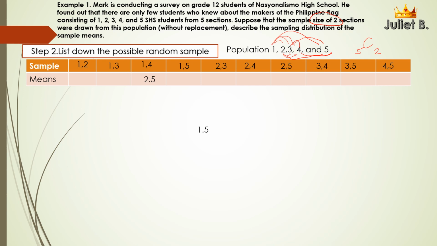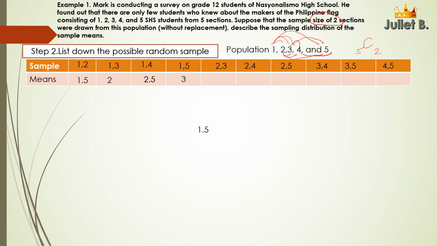Mula dyan, kukuhanin na natin ang mga means ng mga sample natin. Paano kuhanin ang means? Syempre, i-add at i-divide. So, ilan yung addends? 1 plus 2 divided by 2 is 1.5. 1 plus 3 is 4 divided by 2, 2. 1 plus 4 is 5 divided by 2, 2.5. 1 plus 5 divided by 2 is 3.